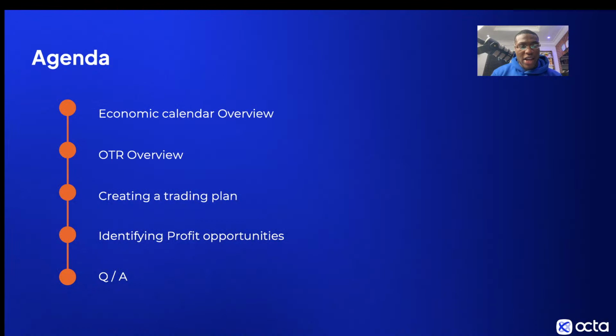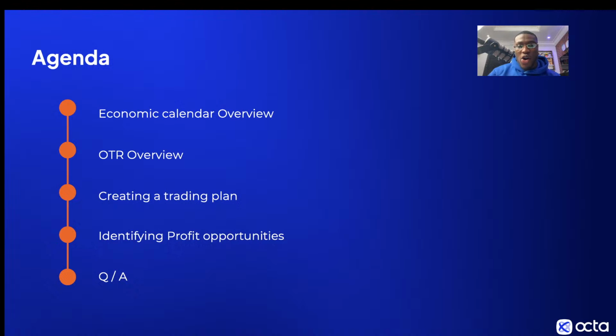All right, let's look at the agenda. We're going to look at the economic calendar, do an overview. If you're a beginner trader here, it's very important. I'll give you a brief of why the economic calendar is important and why you should always look at the economic calendar every day before you even embark on your trading activity.